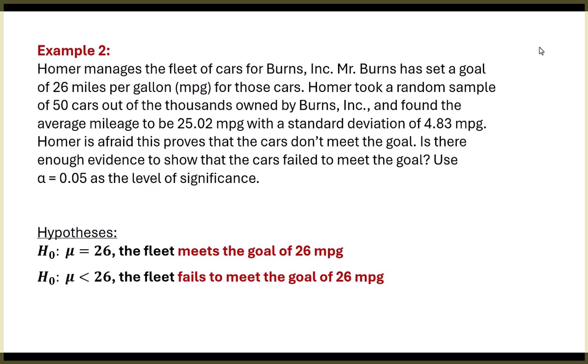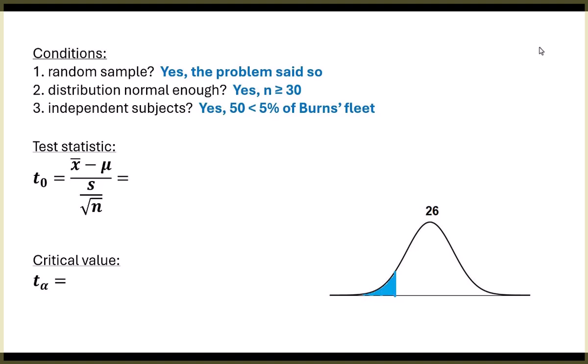So what do we do? Condition time again. Random? Yeah, the problem tells us it is. Is our distribution normal enough? Yeah, our sample size is at least 30. And we know that these cars that were sampled are independent of each other because, well, we're assuming that, because they represent less than 5% of all the ones that Burns owns. So we met our three conditions.